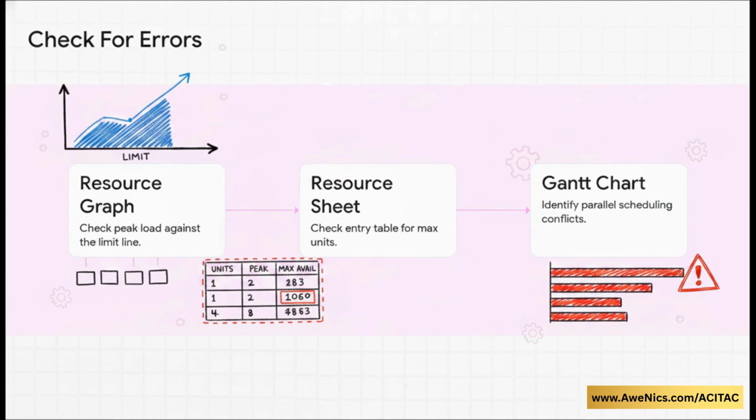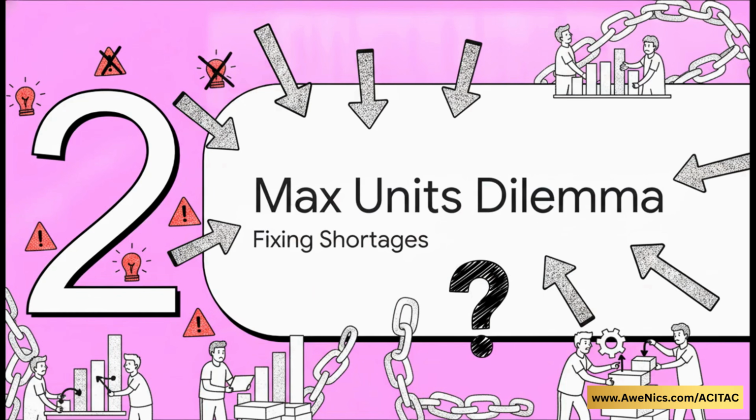So, as a project manager, how do you systematically track these issues down? It's basically a 3-step workflow. First, you check your resource graph, so you can visually see those peak loads breaking right past that black limit line. Second, you dive into your resource sheet's entry table. By dropping in a peak column, you can directly compare your maximum available units against what you actually need. And third, you check your Gantt chart. The software is going to flag specific activities with a red alert, pointing out exactly where the parallel scheduling is pushing your daily resource requirements way over your limits. Finding those red alerts? That's actually the easy part.